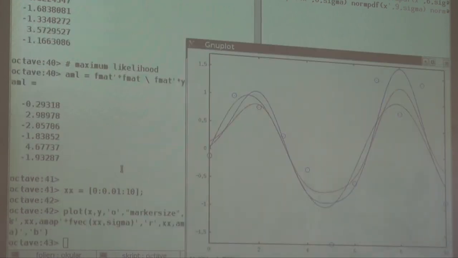Okay, so that's what we get now. Yeah, and now it's a matter of interpretation which result you like more. I mean, here you have a little bit more overshooting from the blue curve. Or maybe here the blue one is better. But still, maximum likelihood is quite good.